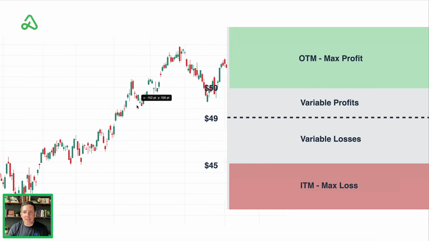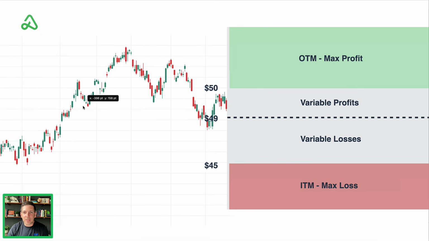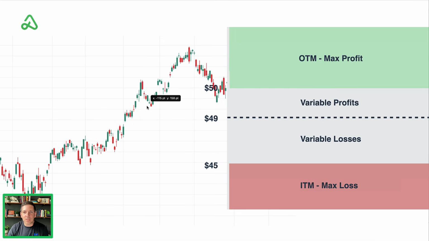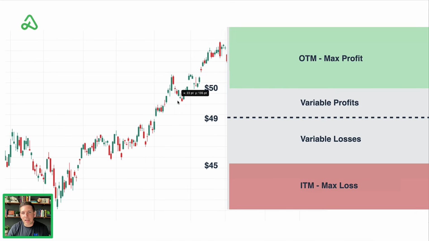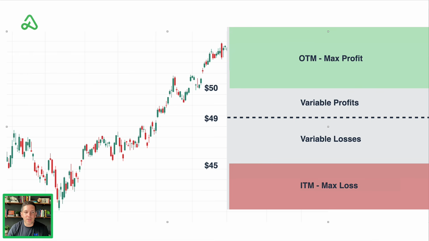So again, as the stock is trading, you can think about it as moving in and out of different zones as it goes, right? So that's what I do. I think about the stock moving in and out of different zones.